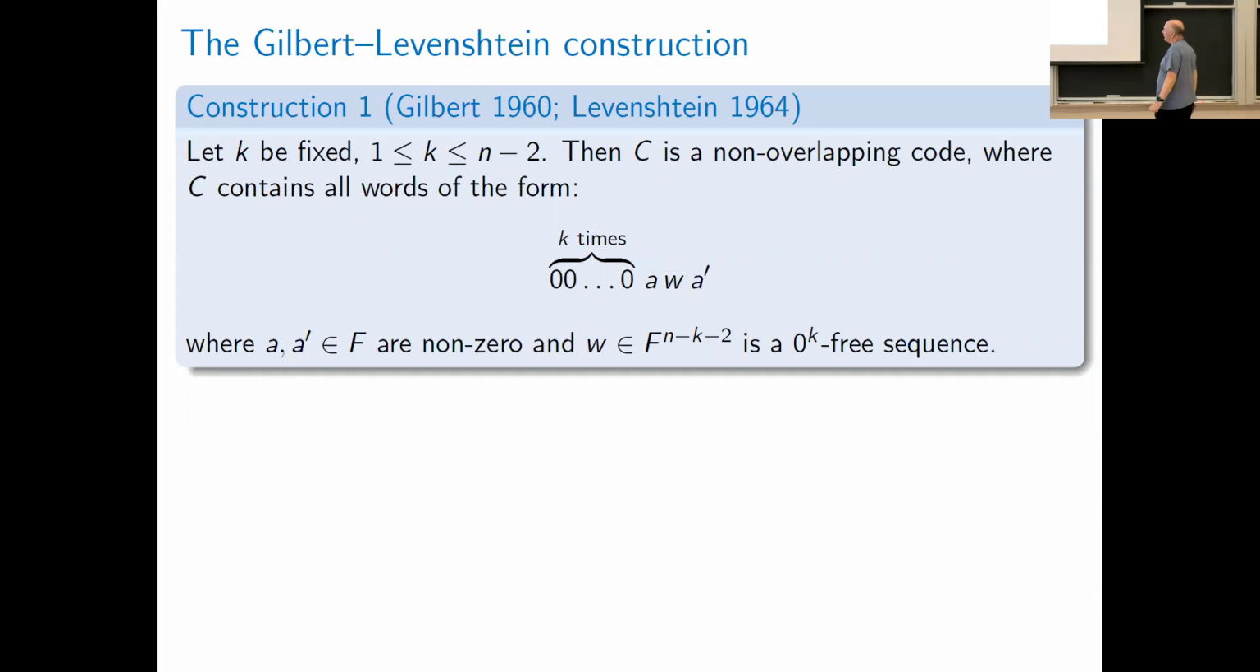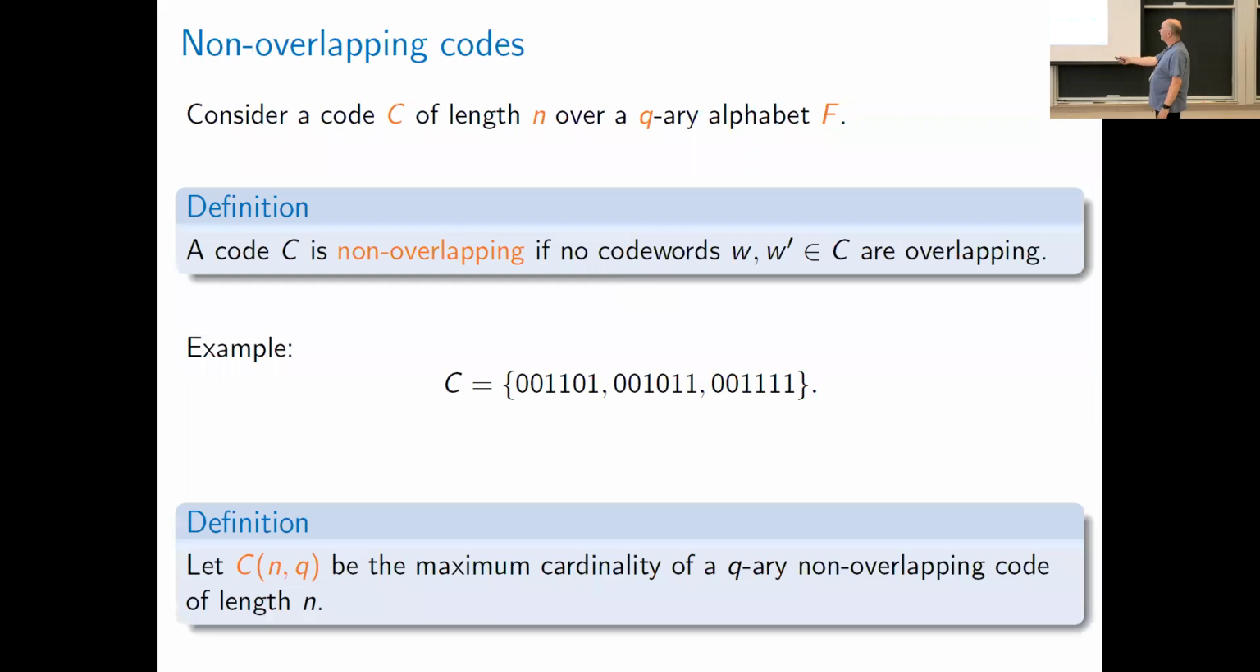So this is due to, well, it's really a paper of Levenshtein in 1964. And he credits this to Gilbert, but in fact Gilbert had the same code, but used it in a different context. So there we go. And in fact, this example was an example of such a code just for k equals 2.